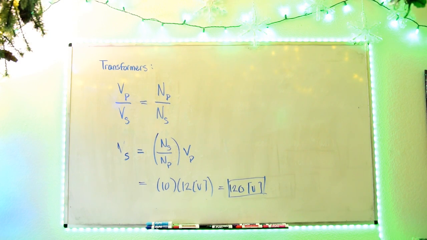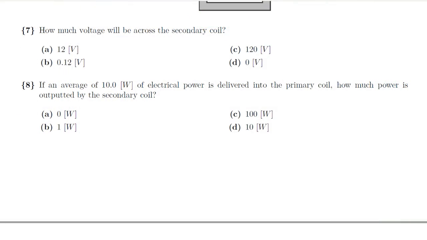Number 8, if an average of 10 watts of electrical power is delivered into the primary coil, how much power is outputted by the secondary coil? This is a very simple one if you understand that the energy is conserved. Power is just energy over time, so whether you're talking about energy in joules or power in watts, the energy is conserved. So that means 10 watts input equals 10 watts output. So the answer for this one is 10 watts.